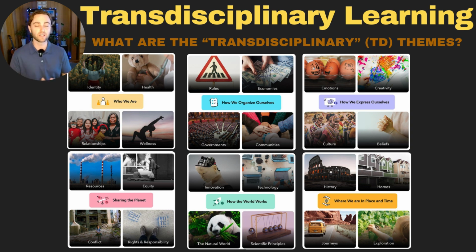And one of the things that the IB has given us to help us figure out how to do this transdisciplinary learning is the transdisciplinary themes. And hopefully that's the last time I say that word. TD themes is the way that we shorthand it so that we can refer to it a little bit easier. And these TD themes are meant to help us to structure our learning and to make sure that we are hitting many different aspects of life for these students.